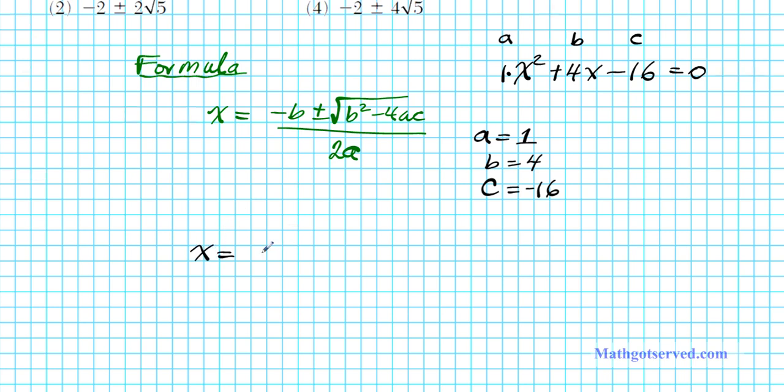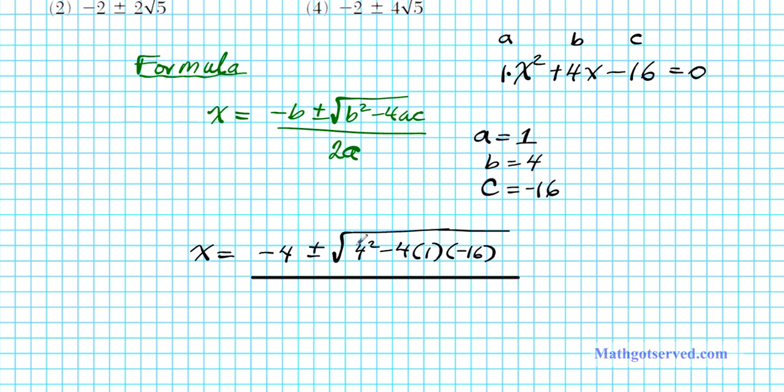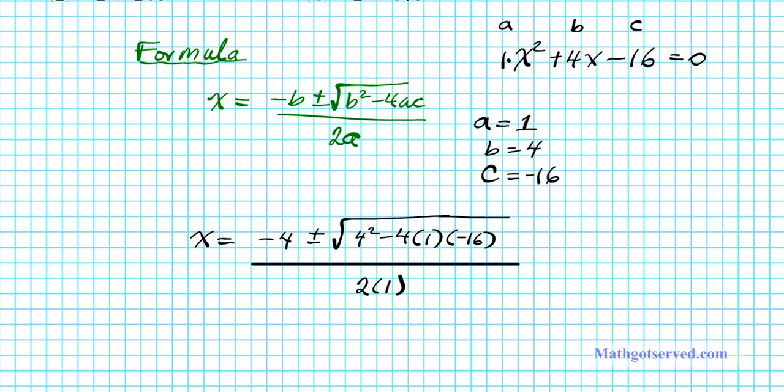Negative b is minus 4 plus or minus the square root of 4 squared minus 4 times a is 1 times c negative 16. Keep a special eye on this negative 16 right here so you don't mess up, all right? Another mistake most students make is they just divide one side by 2a. That's inaccurate. You have to divide the entire numerator expression by 2a, and a is 1, so 2 times 1. Okay, so that's the setup right there.